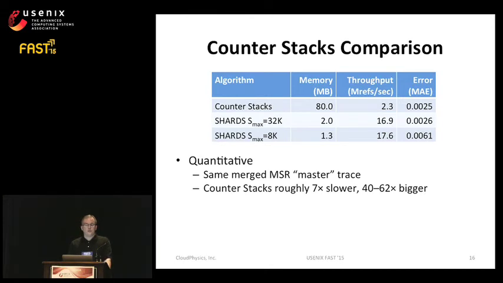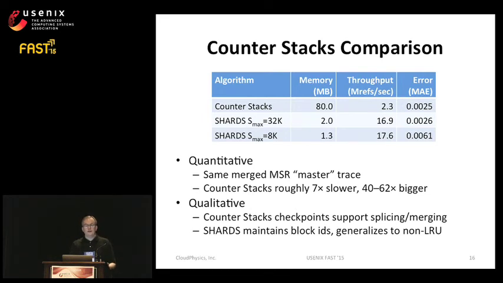On this trace, Counter Stacks requires 80 megabytes of memory to achieve a throughput of 2.3 million references per second and an MAE of 0.0025. For a comparable MAE of 0.0026, SHARDS requires 32K samples but needs only 2 megabytes of memory and achieves a throughput of almost 17 million references per second. And if you can live with a little bit more error, still well below 0.01, you can use our default value of 8K samples to use even less memory and achieve an even higher throughput. So overall, on the same trace, Counter Stacks is roughly 7 times slower and 40 to 62 times bigger than SHARDS.